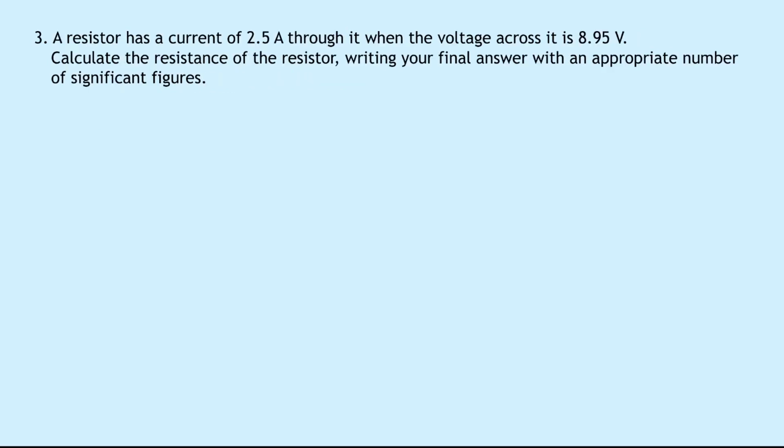Question 3 is like your standard 3-mark calculation question, but we're also going to take into account significant figures. So a resistor has a current of 2.5 amps through it when the voltage across it is 8.95 volts. Calculate the resistance of the resistor, writing your final answer with an appropriate number of significant figures. Now, the first thing we need to realise is that the least number of significant figures in the question is 2, because we've got 2.5 amps for the current and the voltage is actually to 3 significant figures. So the least number of significant figures is the 2 from the current, so we need to state our final answer to 2 significant figures.